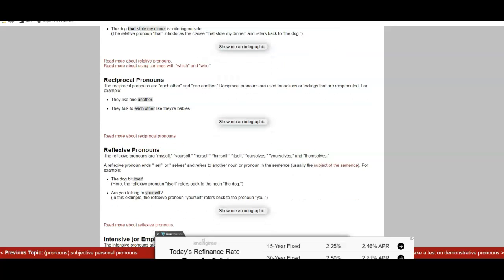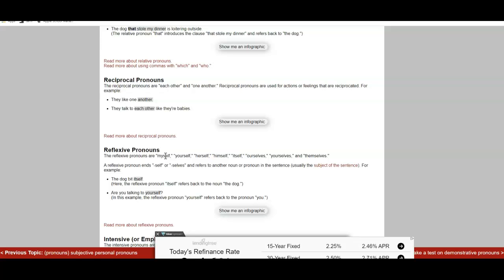Okay, reflexive. This refers to another noun or pronoun in the sentence. So, I gave myself. Well, myself is referring to another noun, I. So, I gave myself. Myself is referring to another noun in the sentence.